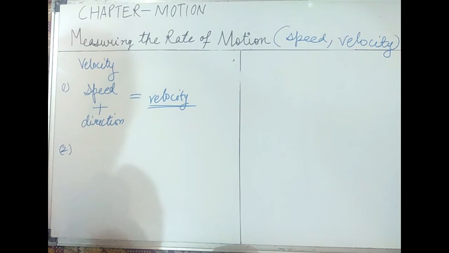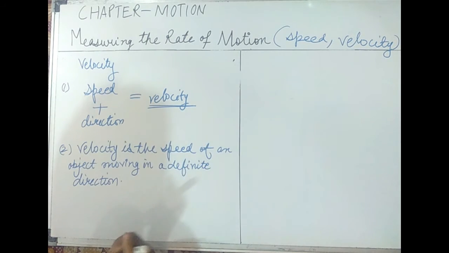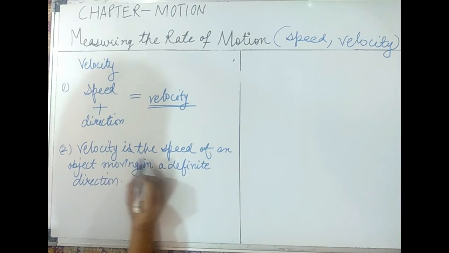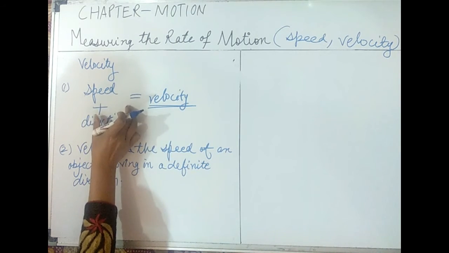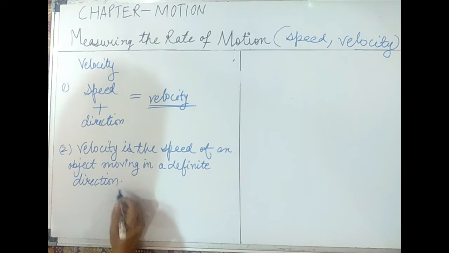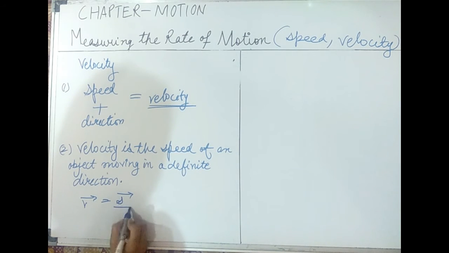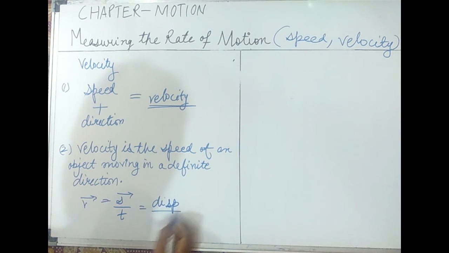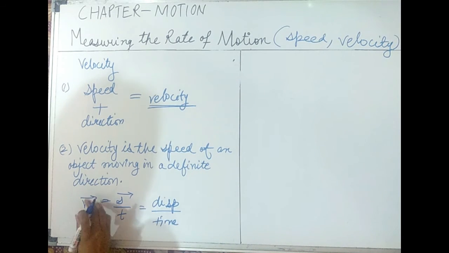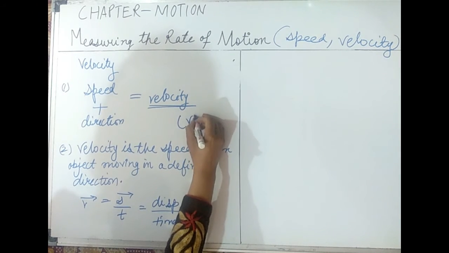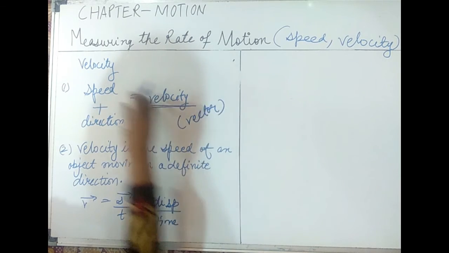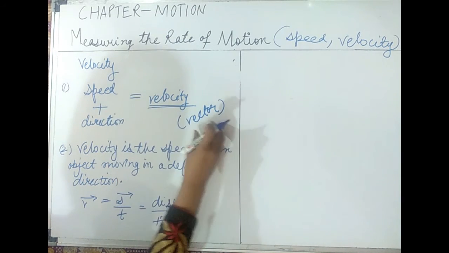So the definition of velocity is: velocity is the speed of an object moving in a definite direction. And the formula is velocity equal to displacement upon time. Velocity, we are marking it with an arrow because velocity is a vector quantity. For a vector quantity, we mention magnitude with direction.